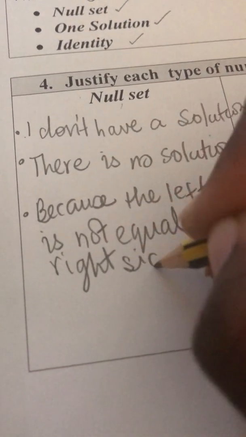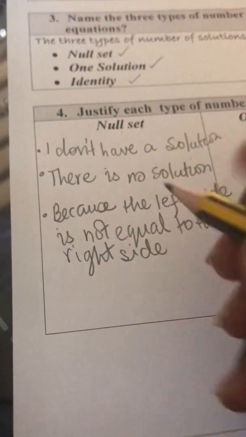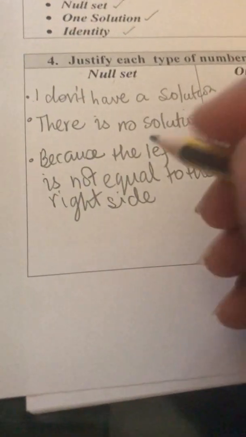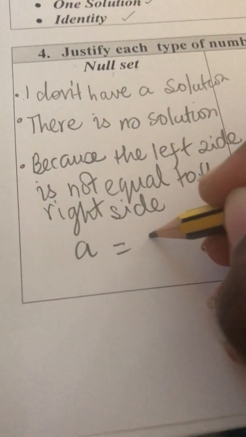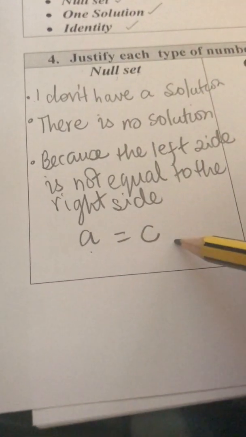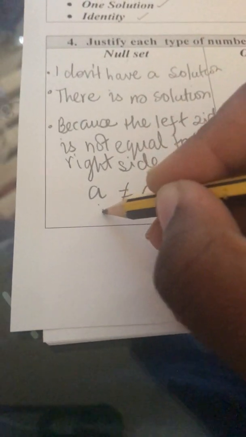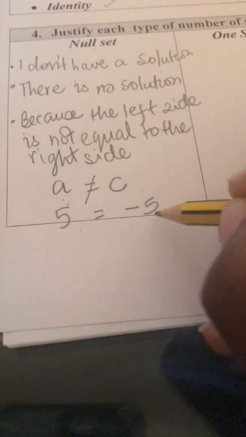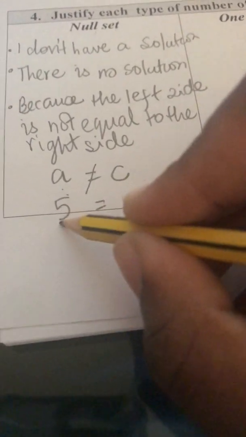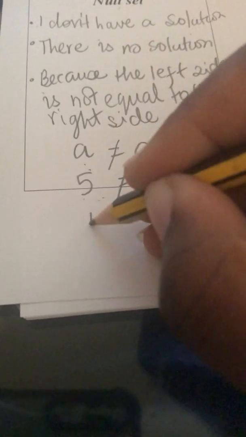When the left side is not equal to the right side, then you will say you have a null set. So how will you know when you solve and you find A is not C? So this is no solution. Five is not -5. These are 2 different. One is positive, the other one is negative. No solution.